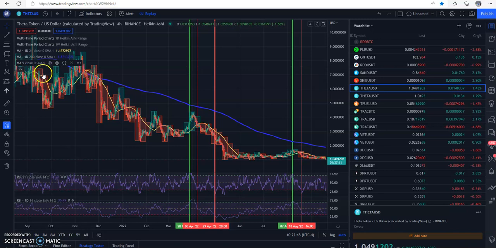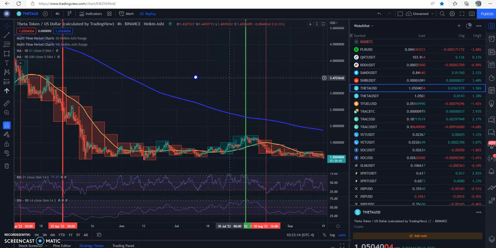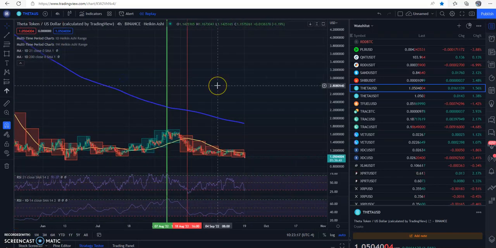Alright, so we're back at the 9. We can get rid of that one. That was just to illustrate. This is what I have set up: the 1 day, 21. Okay. And then I have a 1 day 200. And this is a 4-hour chart. So it just shows me the 21-day moving average throughout right here. Okay. And that way I can see all of it on one page.